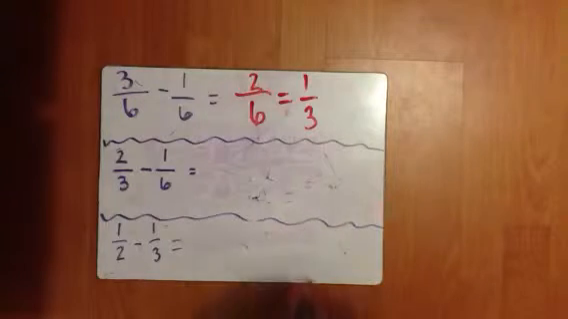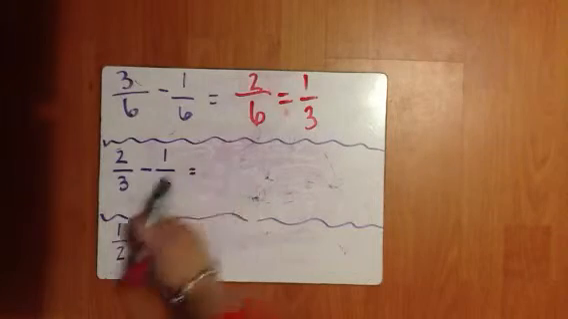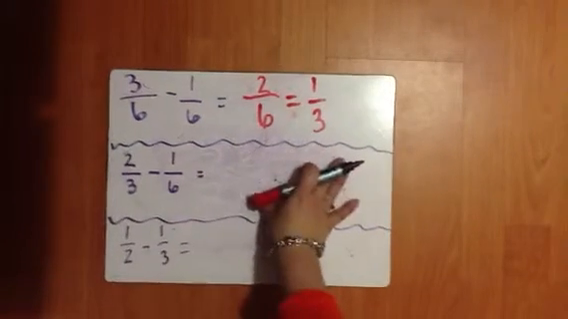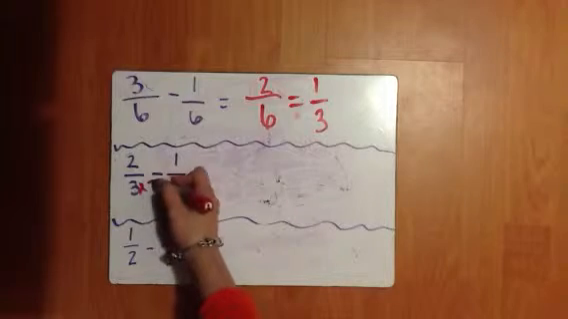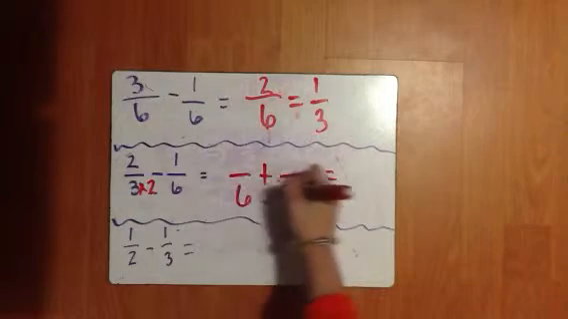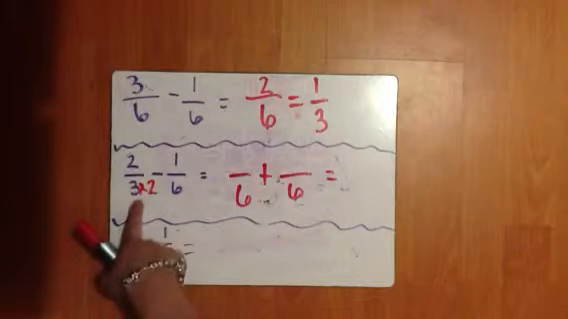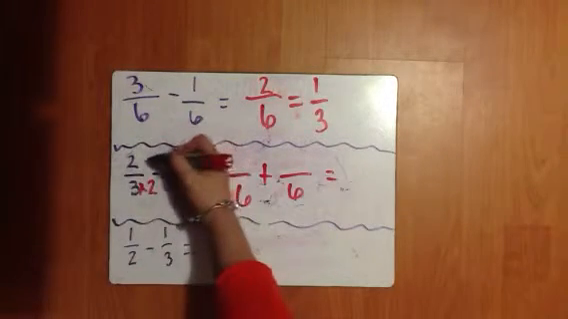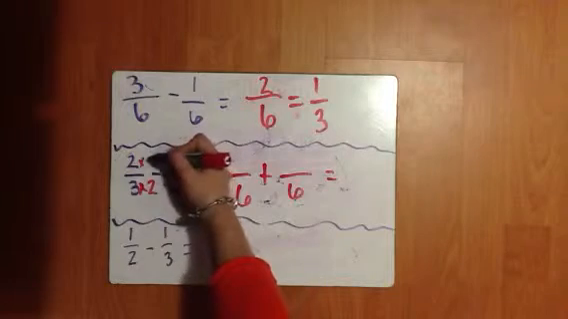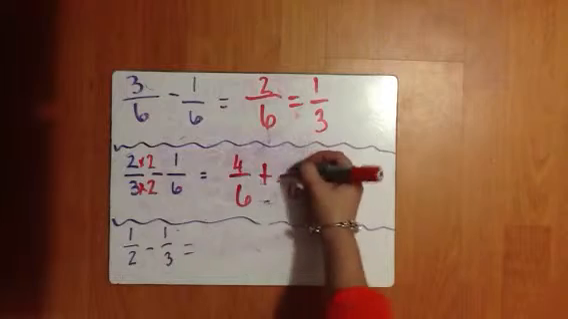Okay. Next problem. This is fractions with related denominators. Okay, so what we need to do first is make both of our denominators the same using multiplication. So I know that I can turn 3 into 6 by multiplying it by 2. Now both of my denominators are the same because 3 times 2 is 6 and our 6 stays the same. Now whatever I do to the denominator, I have to do to the numerator. So if I've times the denominator by 2, I have to times the numerator by 2. 2 times 2 is 4. And this denominator stays the same.